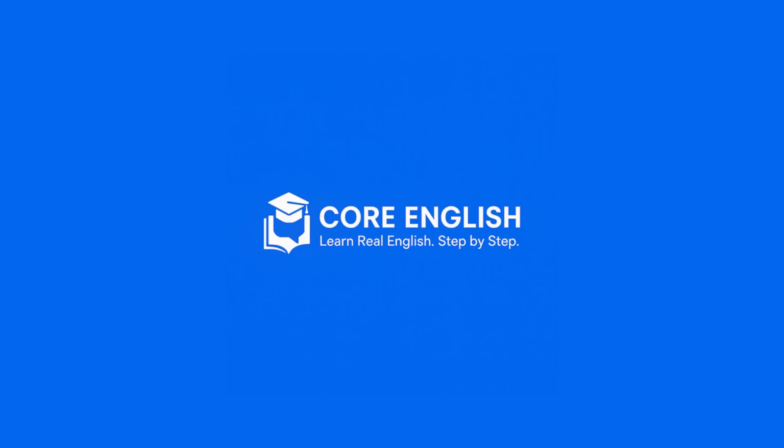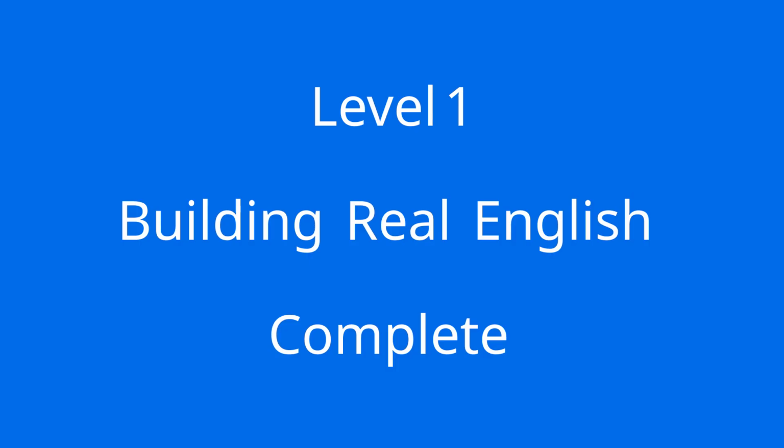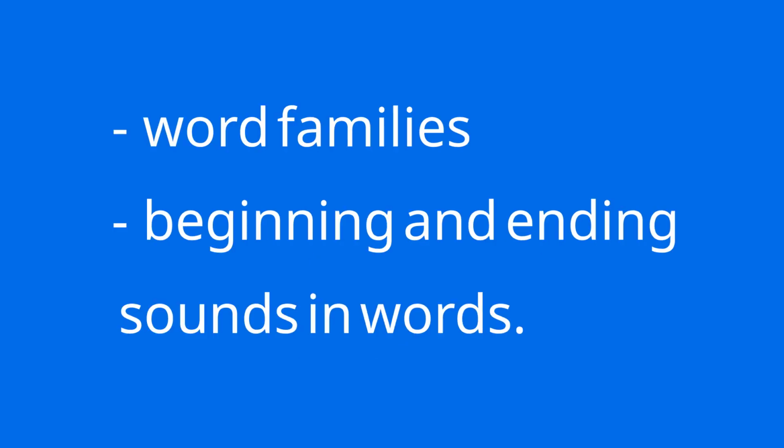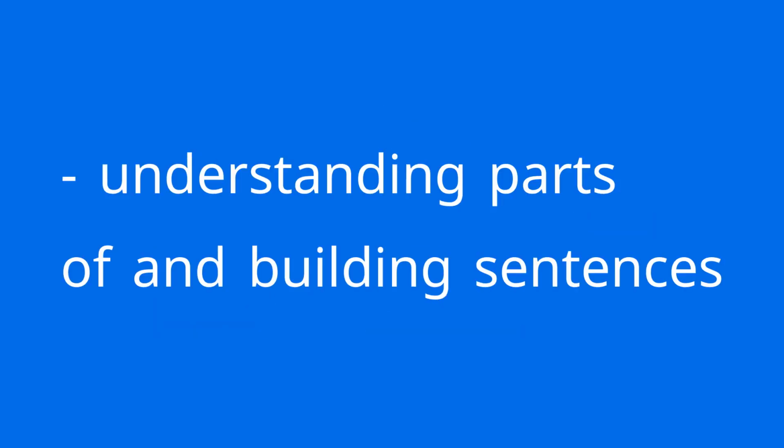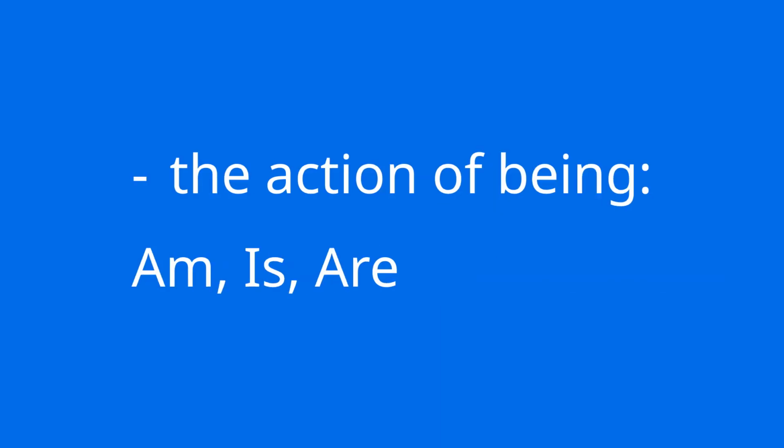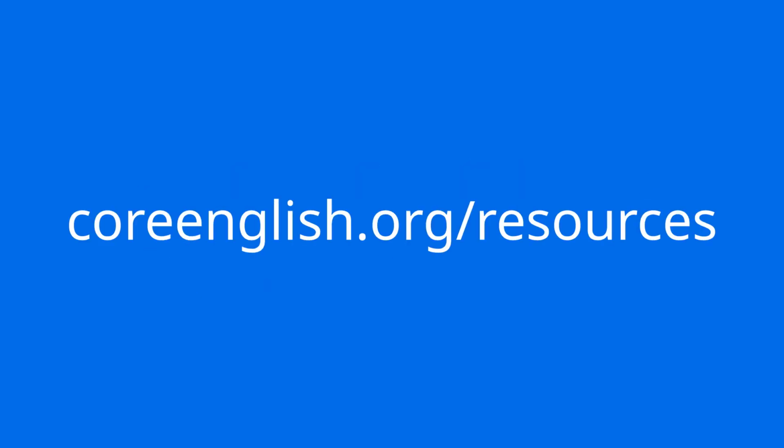Welcome to Core English. This video includes all of the Level 1 Building Real English lessons. These lessons cover word families and the beginning and ending sounds in words, understanding parts of and building sentences, and the action of being, am, is, and are. You can pause between lessons and download each practice sheet from our website, coreenglish.org, using the link in the description.